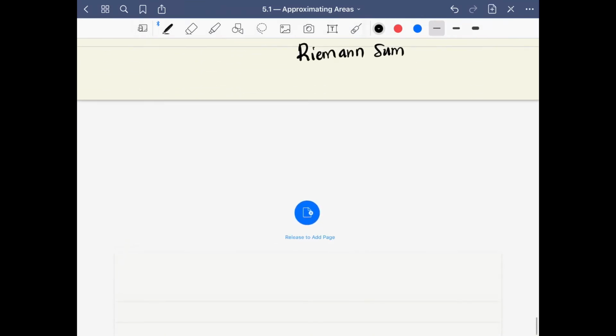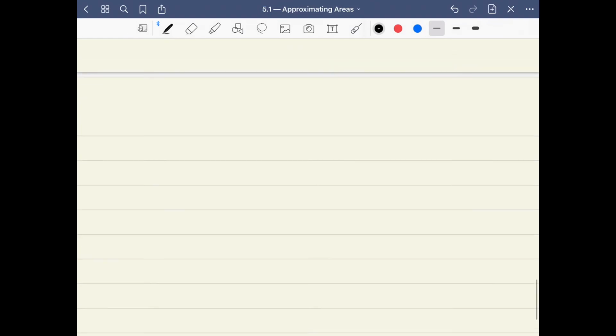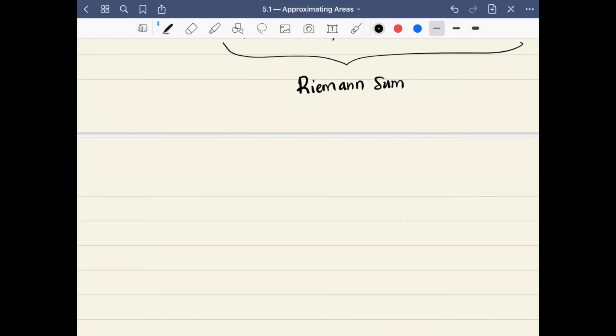And there is a more compact way of writing this area, which is basically the following. The sigma notation, let me just say sigma summation notation.